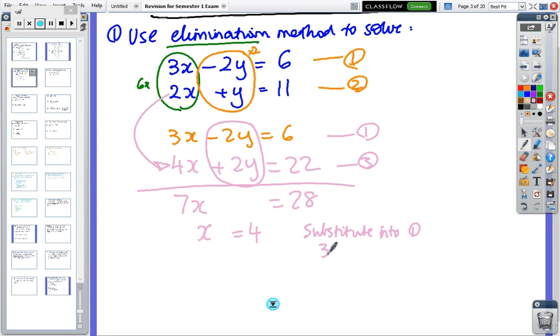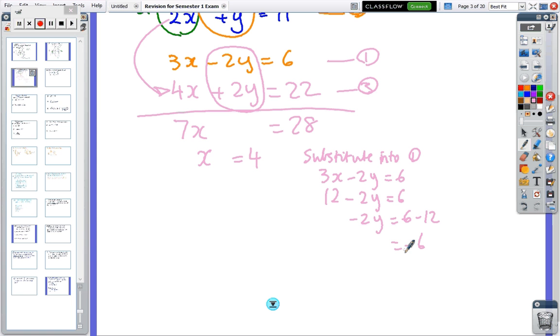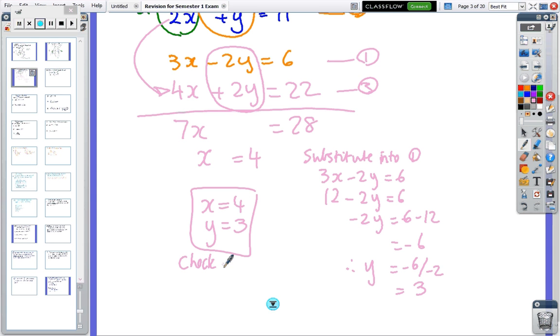So 3x minus 2y equals 6. 3 4s are 12, minus 2y equals 6. Minus 2y equals 6 minus 12, which is -6. So y equals -6 over -2 equals 3. So x equals 4 and y equals 3. So if you need to check, you have to check into the second equation. So I'll just check into equation 2. Okay, so 4 4s are 16 plus 3 2s are 6 equals 22, which is the right answer. So we can move on.